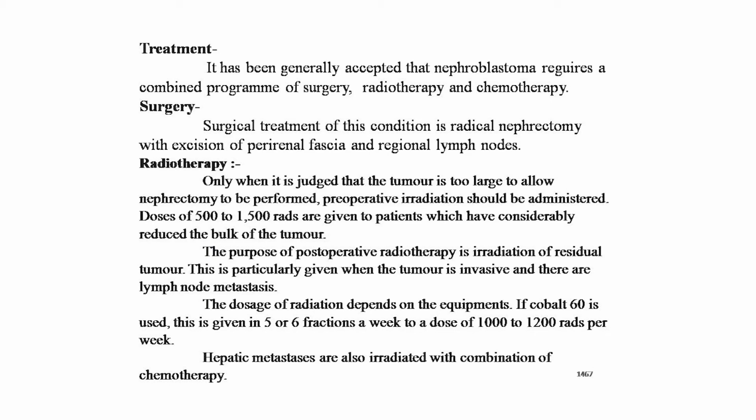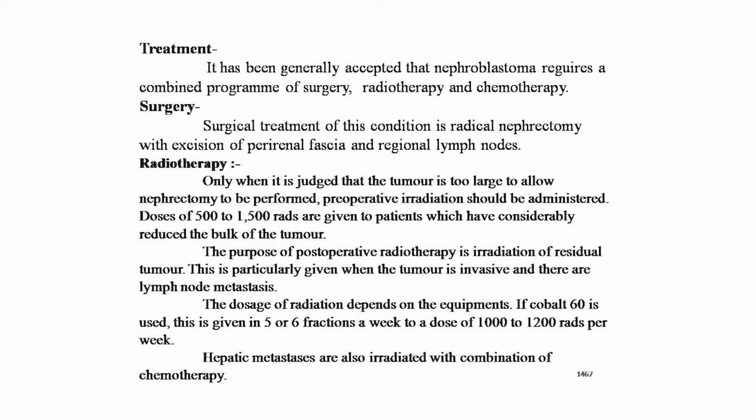Surgical treatment of this condition is radical nephrectomy with excision of the perirenal fascia and renal lymph nodes. Second is the radiotherapy. When it is judged that the tumor is too large to allow nephrectomy to be performed, preoperative irradiation should be administered. Doses of 500 to 1500 rads are given to the patient, which have considerably reduced the bulk of the tumor.